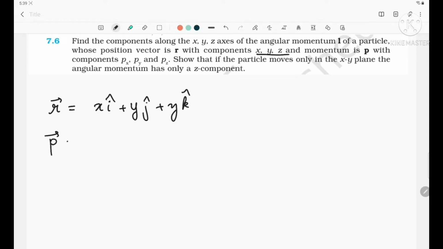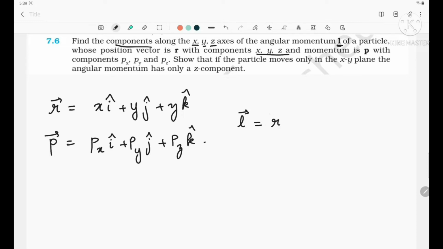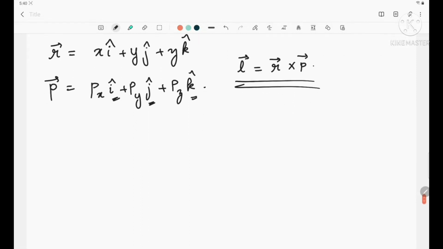So this is the position vector of a particle. And the momentum vector is given by, what is momentum? Momentum is basically mass into velocity. So that is along the px direction, along the py direction, okay, and along the pz. So the three parameters are given and they are asking us to find out the x, y and z axis components of the L vector. Now what is L? What is angular momentum? L is equal to r vector cross p vector. So basically we need to find out the cross product, and whatever is the component of i will be the x component, component of j will be the y component, component of k will be the z component. So let us continue with that.